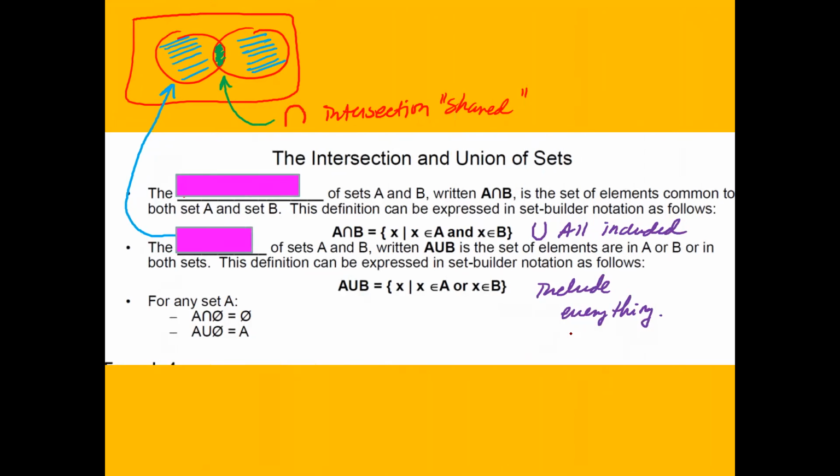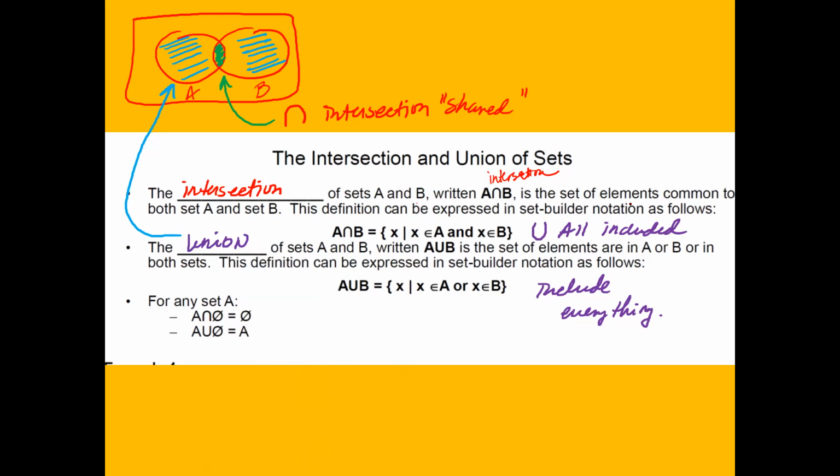Now let's talk about intersection and union of sets. The intersection of sets A and B, and let's say that's A and that's B, is written as A intersection B. This little symbol means intersection, and it is the set of elements common to both sets A and B. So this right here, this green part, is going to be the intersection. This definition can be expressed in set builder notation as follows.